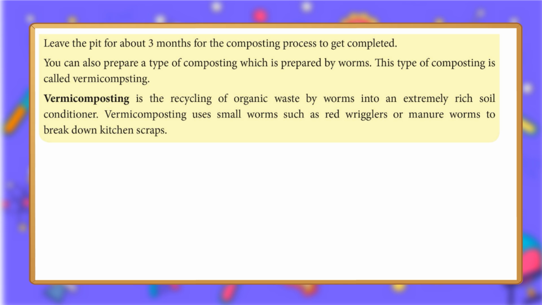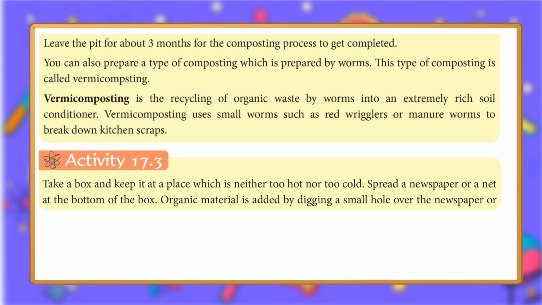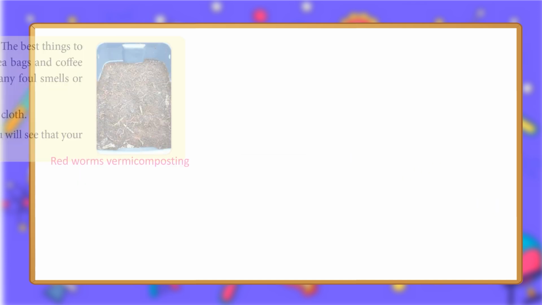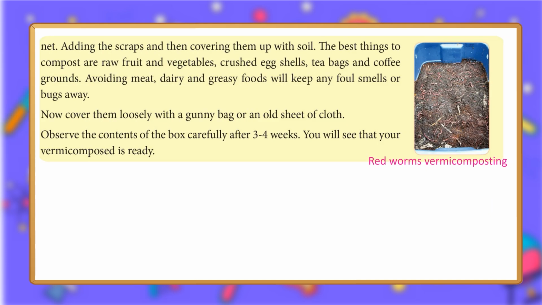Vermicomposting is the recycling of organic waste by worms into an extremely rich soil conditioner. Vermicomposting uses small worms such as red wigglers or manure worms to break down kitchen scraps. Activity 17.3. Take a box and keep it at a place which is neither too hot nor too cold. Spread a newspaper or a net at the bottom of the box.